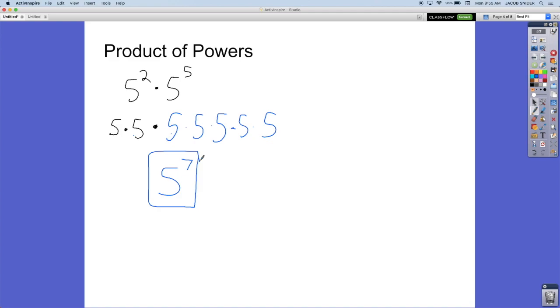So what does that mean? What's my simple rule for this? Well, if I multiply numbers that have the same base, we're going to add the exponents. Write that for me. Okay? So if I have numbers that have like bases and they're being multiplied, that's where the product comes from, right? Because this means multiply. Product, an answer to a multiplication problem. Product of powers, we're going to add the exponents.